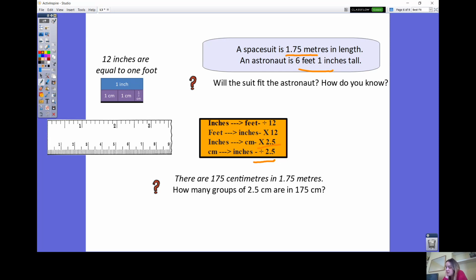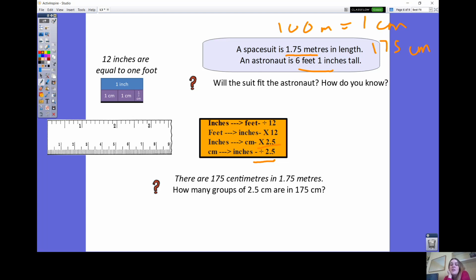So step number 1 in converting those to centimetres, I'm going to convert, first of all, really simply, 1.75 metres is equal to 175 centimetres. Because we should know already, there are 100 centimetres in 1 metre. So I multiply that by 100.